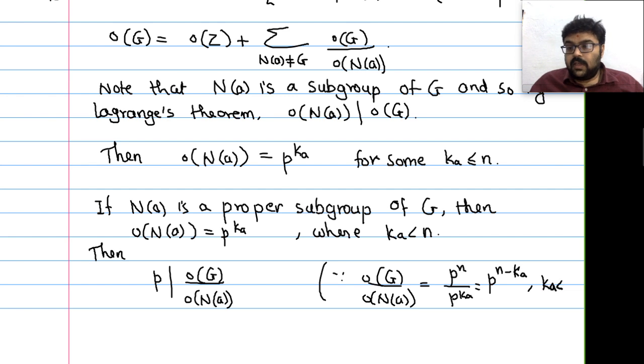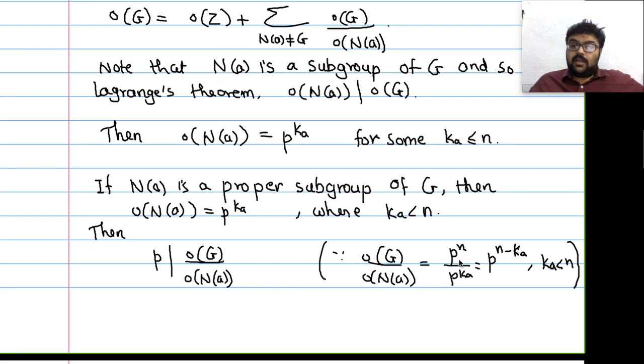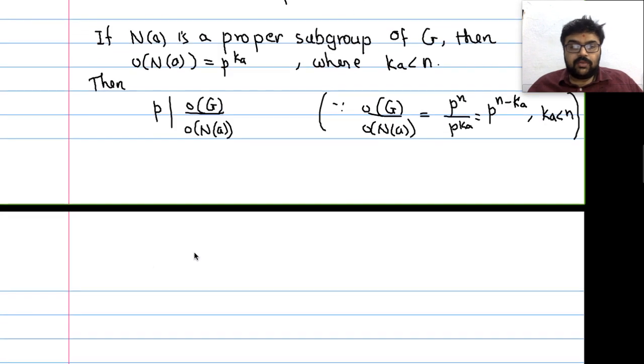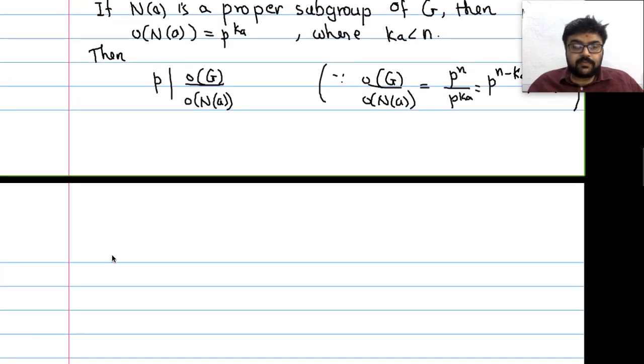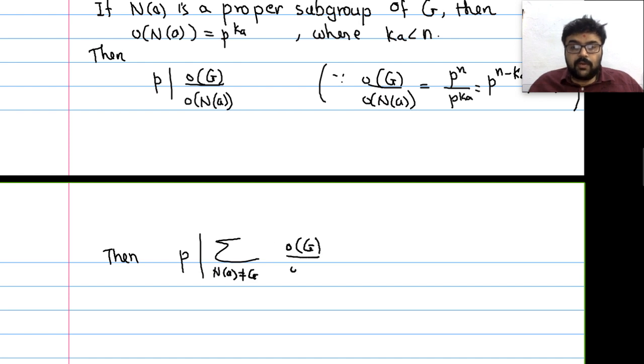And what we have is that k_A is strictly less than n. Therefore the numerator has more power of the prime than the denominator. It can never be equal. So n minus k_A is greater than or equal to 1, so at least one power of the prime divides. So P divides this for all such proper subgroups whenever N_A is not equal to G. So P divides the whole sum. Wherever N_A is not equal to G, P divides order of G upon order of N_A. This is what we can conclude.